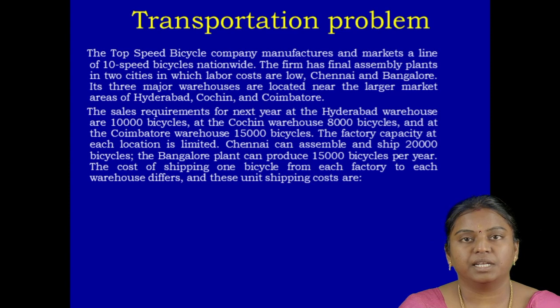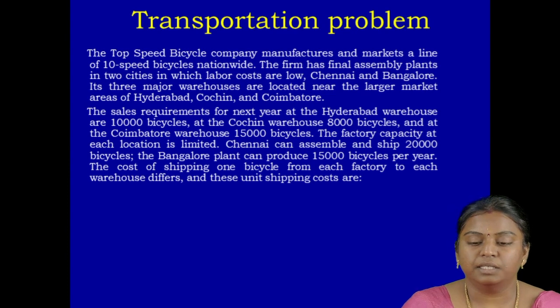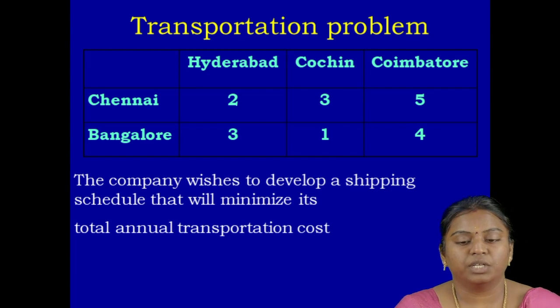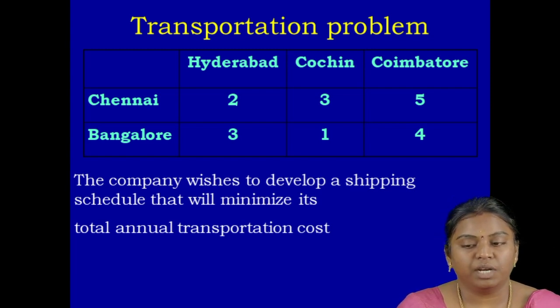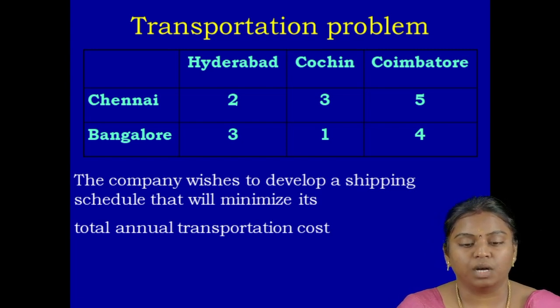The factory capacity at each location is limited. Chennai can assemble and ship only 20,000 bicycles. Bangalore plant can produce only 15,000 bicycles per year, and the cost of shipping one bicycle from each factory to each warehouse differs, and these unit shipping costs are given in the tabulation. Chennai to Hyderabad, the transportation cost will be 2, Chennai to Cochin 3, Chennai to Coimbatore 5, and Bangalore to Hyderabad is 3, Bangalore to Cochin is 1, Bangalore to Coimbatore is 4. The company now wishes to develop a shipping schedule that will minimize the total annual transportation cost.